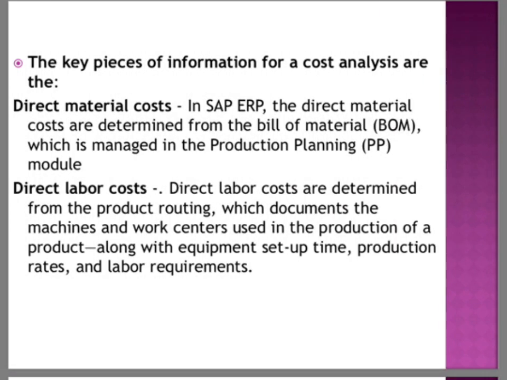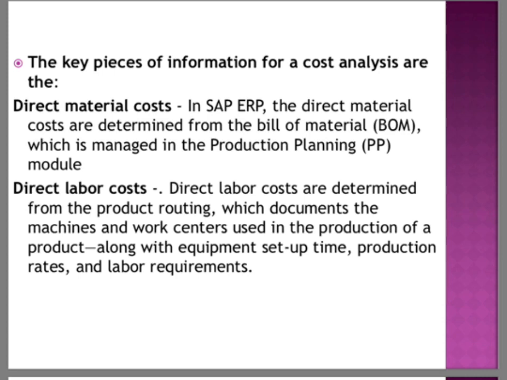So the key pieces of information for our cost analysis are the direct material cost and the direct labor cost. So sa direct material cost, it is the cost of raw materials and components used to create a product. Direct material costs are determined from the bill of material, which is managed in the production planning module. So when we say direct labor cost naman, these are the wages that are incurred in order to produce goods or provide service to customers.